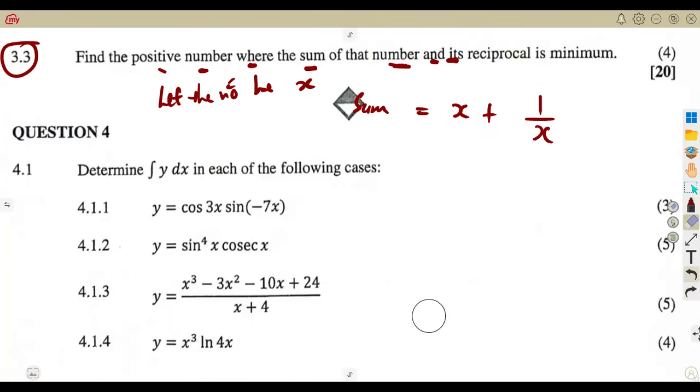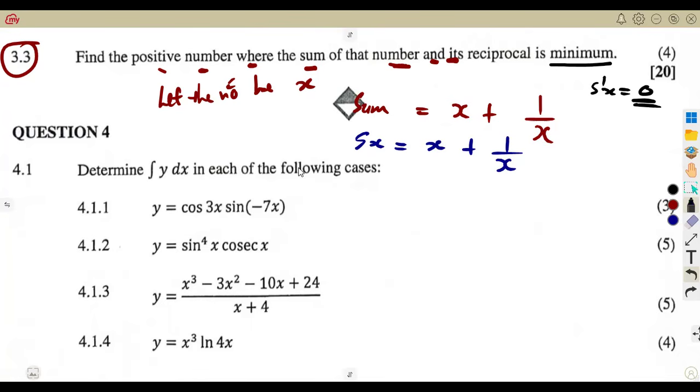But it's not ending there. This is just the sum. But they are saying the sum is minimum. We are back to minimum, those maximum and minimum values. So if this sum, as we can see, is written in terms of x, and it's x plus 1 over x, for this sum to be minimum, what is it that we understand? The first derivative with respect to x must be 0. If we differentiate this with respect to x, we must have a 0. So that is the consideration.